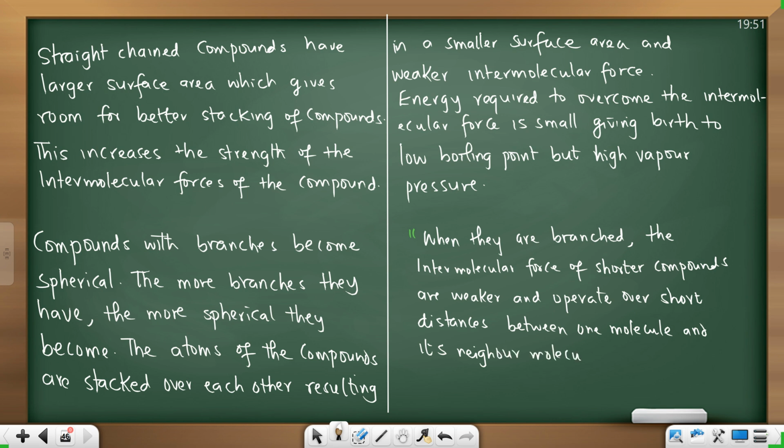I don't know if it makes sense. The distance between them is quite short. That's why it becomes weak. Okay, quickly write that and we look at number 4.